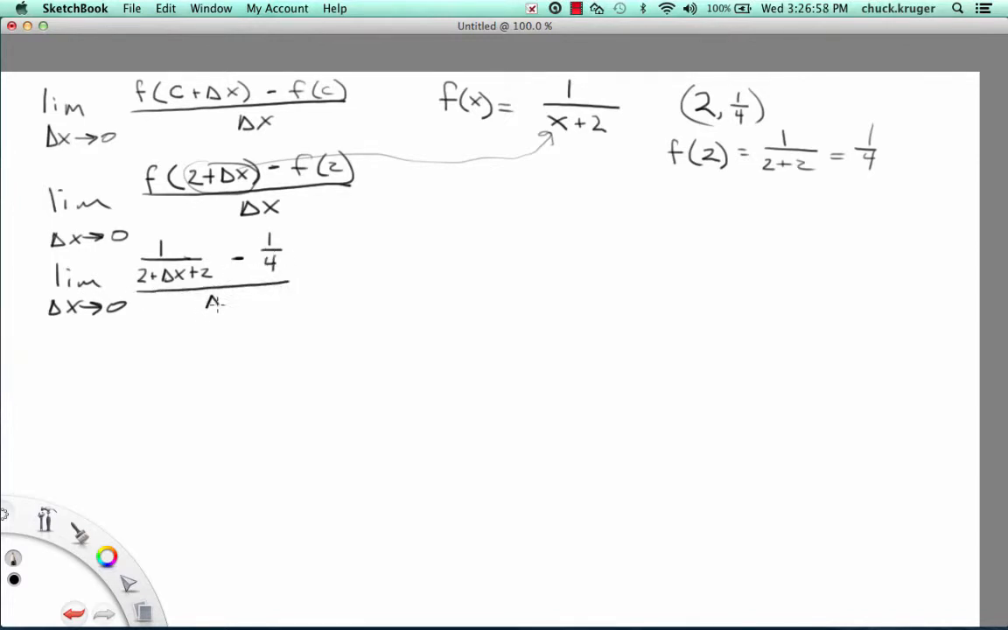over delta x. Well, I can add these two 2's together, so I have the limit as delta x approaches 0 of 1 over 4 plus delta x minus 1/4, over delta x. My common denominator is the product of these two. So what I'm going to do is multiply the top and the bottom here by 4 plus delta x on this side. And on this side, I'm going to multiply top and bottom by 4.